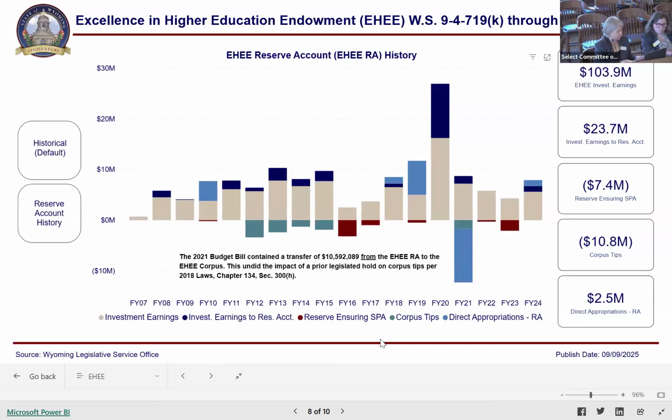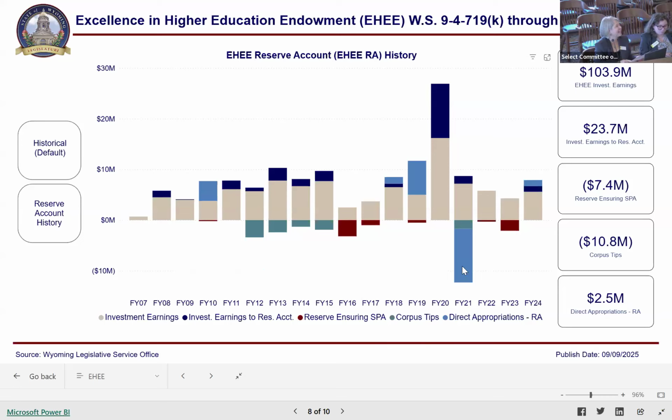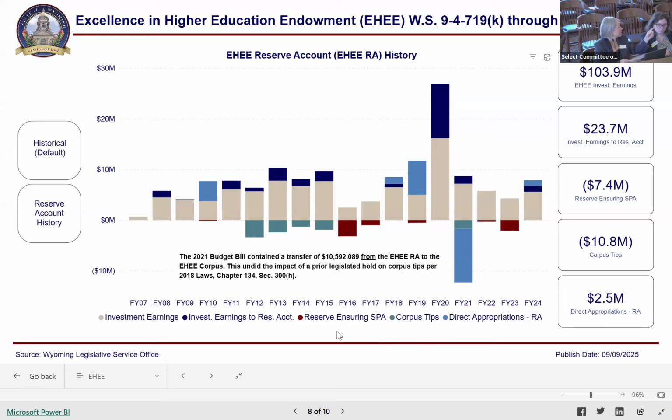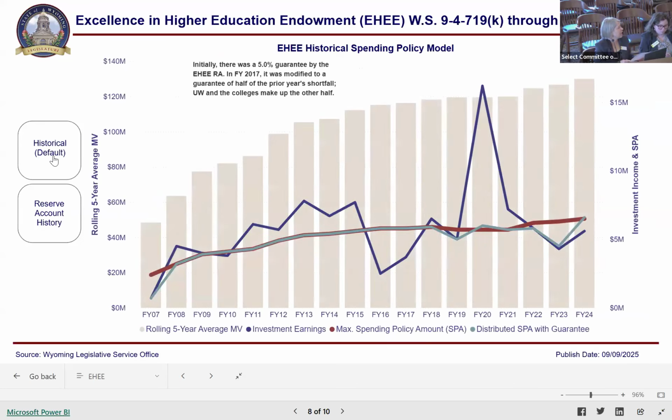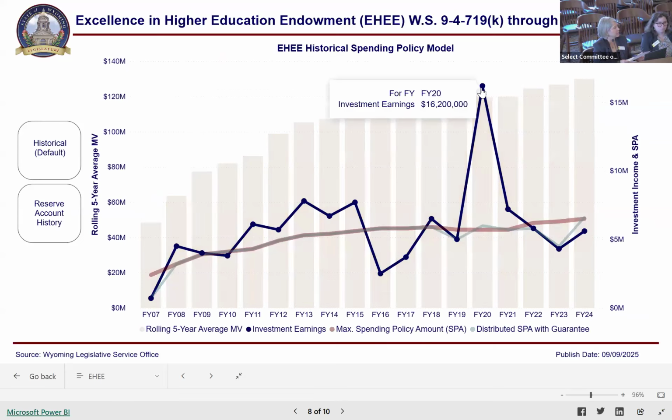So next we have, and there's one really interesting thing on this chart as well. You see that large negative appropriation out of the fund in 2021 of 10.5 million. Okay, let's jump back to the historical for a minute. You'll see there's a year of very high investment earnings in 2020, I think it's up at 16 million. And for this fund, that was really high investment earnings.